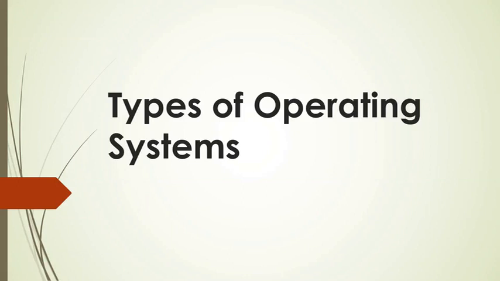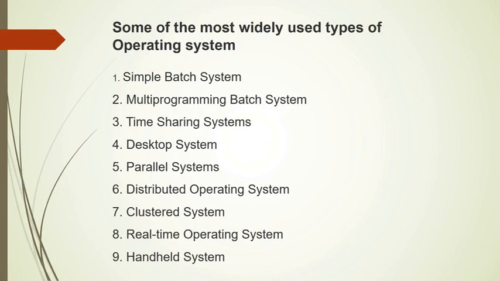So today we'll see types of operating systems. Some of the most widely used types of operating systems are simple batch system, multi-programming batch system, time-sharing systems, desktop systems, parallel systems, distributed operating system, clustered system, real-time operating system, and handheld system. So let us look at each one of them.